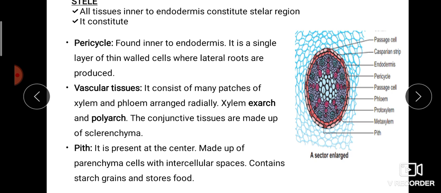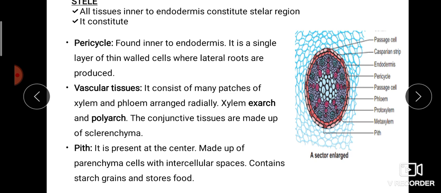I think you got the idea about this. You go through the textbook, and I am giving you homework that you have to prepare the difference between dicot and monocot root. Okay, so in dicot root we already discussed pith is present only in the young stage. At older stage there is no pith. But in case of monocot root, pith is present in both the phases. That is, pith is present in older root as well as young root.